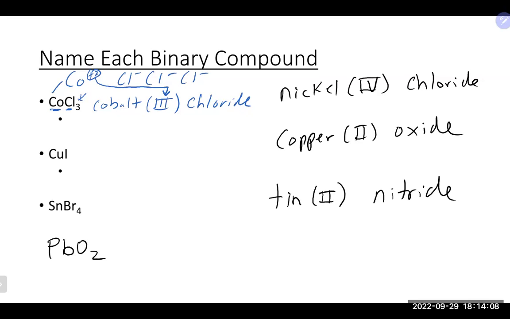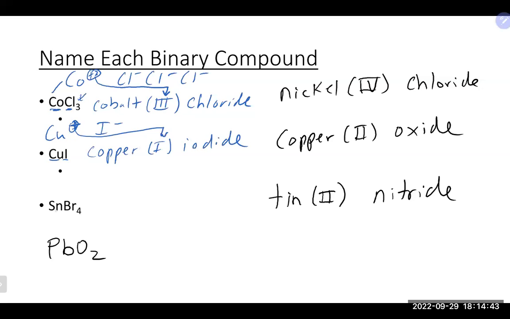Looking at the next one, which is copper, also a transition metal, and iodine, a non-metal. Once again, looking at the copper, we have to figure out the charge. We can do that easily by seeing that I is group 7, so it has a -1 charge. That means that the copper, to balance it out, will be a +1 charge. That means this would be copper, Roman numeral 1, and iodide at the end. Again, the Roman numeral is the charge.